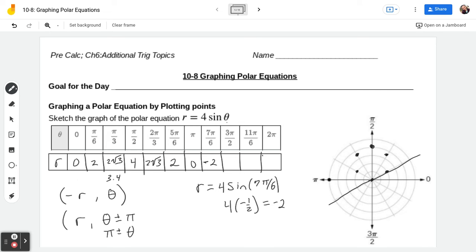Pi over 6 at a distance of 2 is really just a repeat point of pi over 6 comma 2, or 2 comma pi over 6. So what we can see here is that when we have a negative r, we do need to do a little bit of math acrobatics to kind of switch it up. A negative r can be switched really easily by either adding or subtracting pi. And so you're actually going to see that for the next one too.